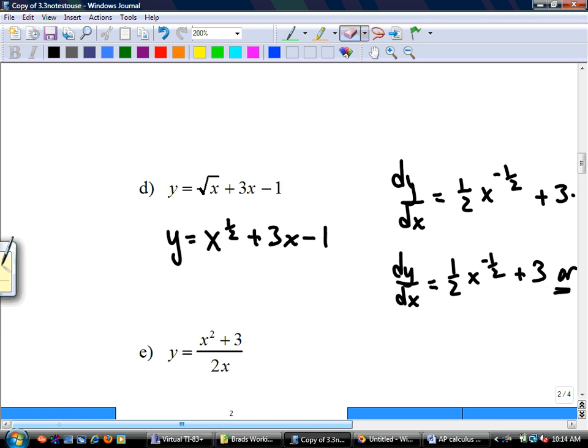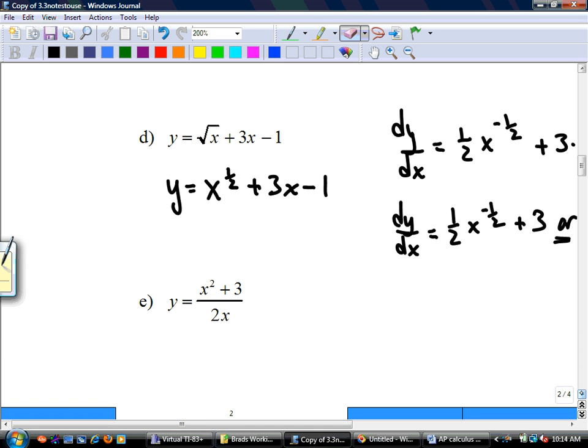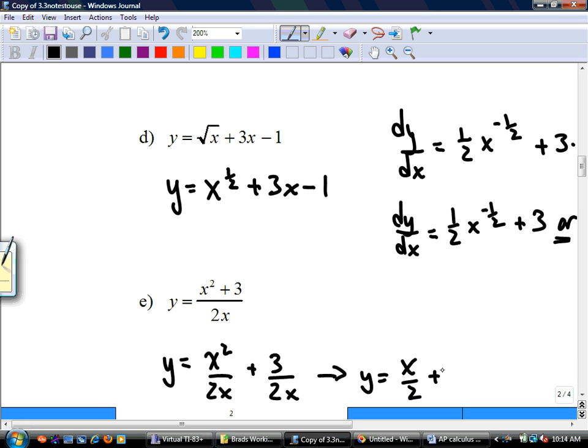Okay, next one. Give me something you can do first before we actually take the derivative. Could you write it as x squared over 2x? Could you write it as 3 over 2x? Now, why can you get away with that? Because there's a common denominator? Because there's a monomial denominator. Can you simplify that for me? Are you comfortable taking the derivative when it looks like that?